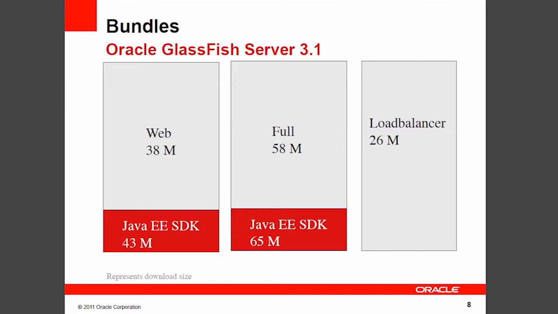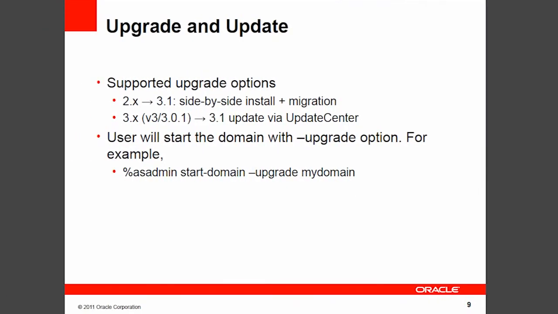Oracle GlassFish Server has two major distributions. The web profile is about 38 megabytes. The full platform is 58 megabytes. We also introduced a new distribution for load balancer plugin, which is 26 megabytes. For those of you who are interested in Java EE SDK, the web profile distribution is 43 megabytes and full platform is 65 megabytes.